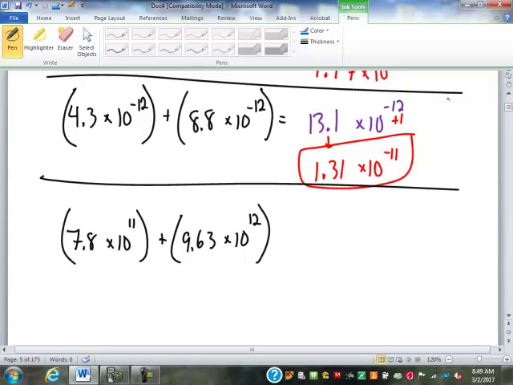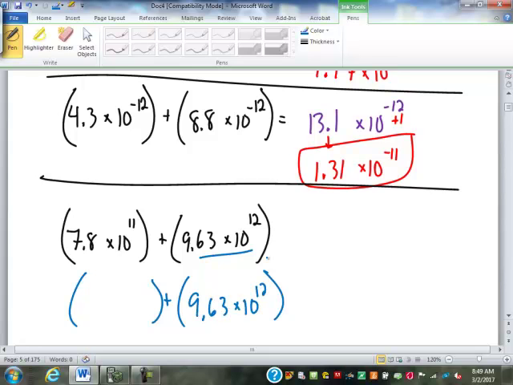We can, just like with fractions where we change their name to make them the same, do the same thing here. Typically, we want to go to the larger name. Which is the larger name here? 10 to the 12th. So we're going to keep this one the same, 9.63 times 10 to the 12th. So this one has to become 10 to the 12th.